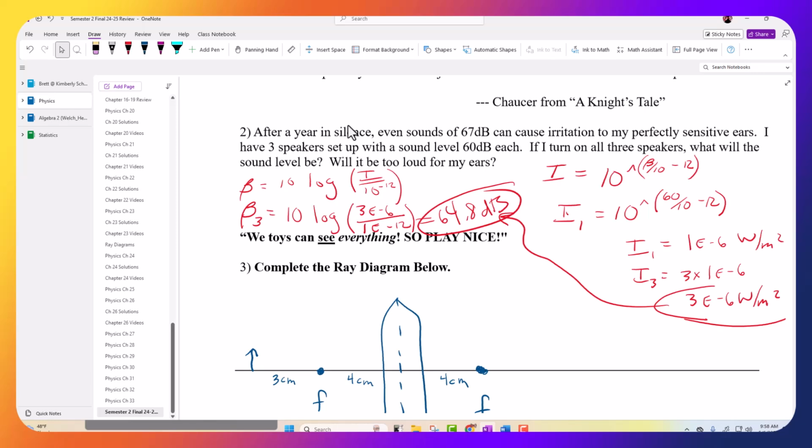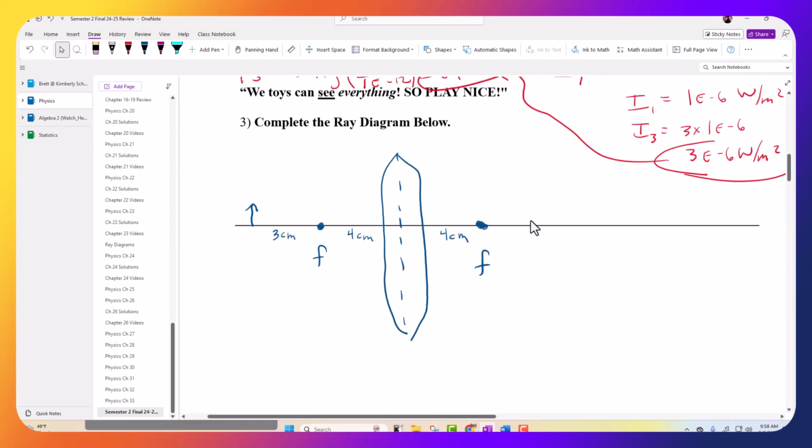But yep. Okay, the next question is a ray diagram. Now, I built the ray diagram on your sheet with a ruler to kind of get things spaced properly. If you want to know what the spacing was, it's 3 centimeters to the first focal point. 4 is the focal length of this lens. It is a converging lens because it's skinny on the tips and fat in the middle. You should have ray diagrams to practice off of with this.